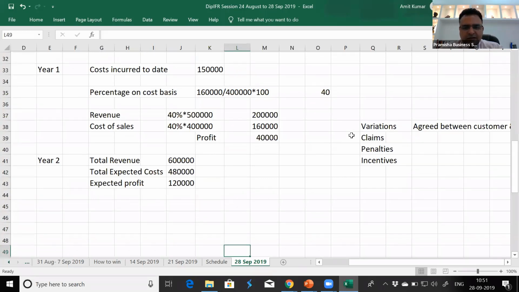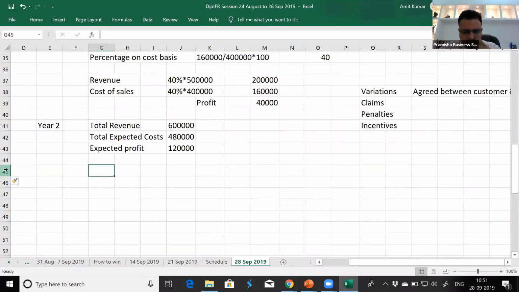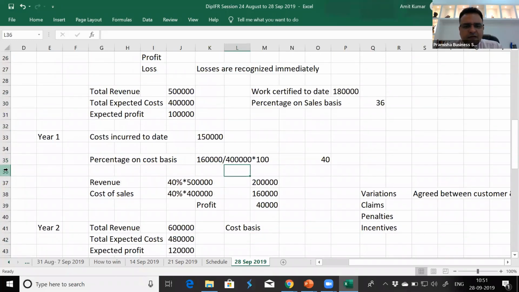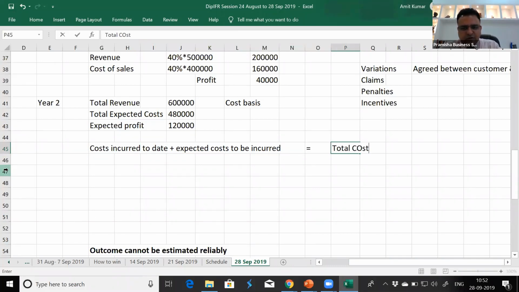So the accounting being done in these cases is that it's always on the total. Always on the total. Now, I believe that the percentage is on cost basis. The new percentage on cost basis is now, if we have incurred till date, we earlier incurred till date 160,000. The cost incurred to date plus expected cost to be incurred will give us the total cost. This will become the basis for knowing the percentage.